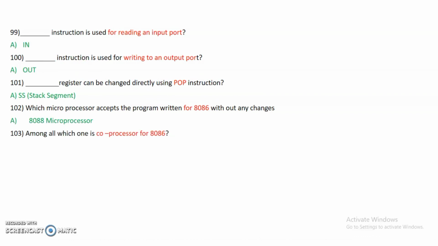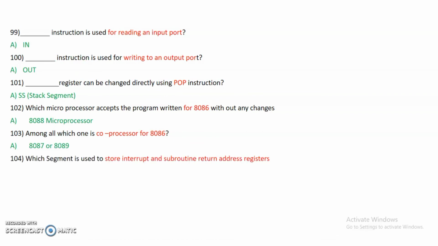Bit number 103. Among all, which is one of the co-processors for 8086? The answer will be 8087 or 8089. So in the options, if they have given any one of them, you can take any one of them. 8087 or 8089 is considered as a co-processor of 8086.